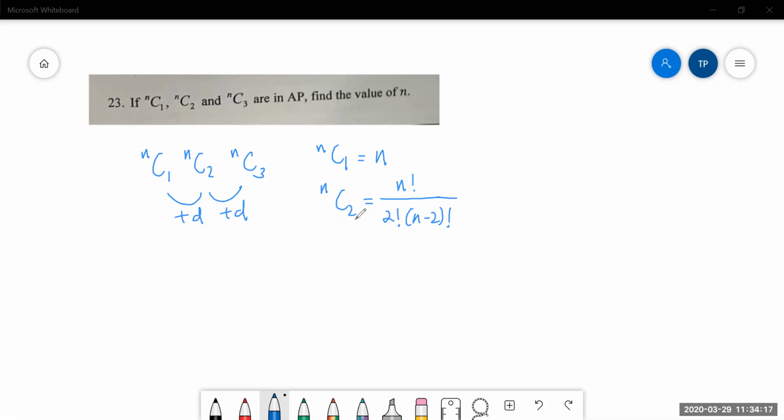Okay, so n choose 2 equals n factorial over 2 factorial multiplied by n minus 2 factorial. Then n choose 3 will be equal to n factorial over 3 factorial, n minus 3 factorial. Yes, correct.